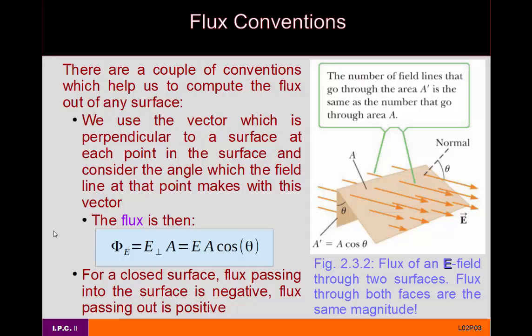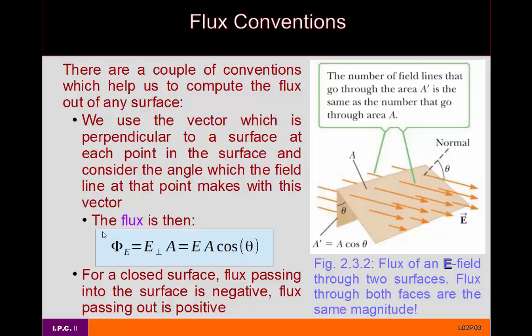So let's talk about a couple conventions that go with calculating flux. First of all, I've already talked a little bit about using the vector which is perpendicular to a surface at each point of the surface to represent the area. So that part's kind of covered. This additional definition is because the surface may or may not actually be flat, so you may have a changing area vector as you go around the surface.